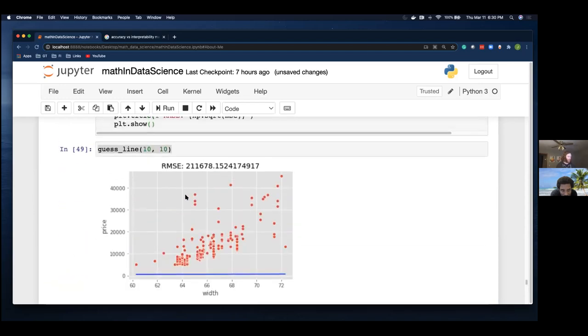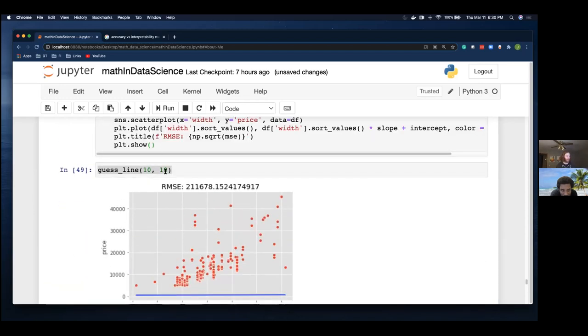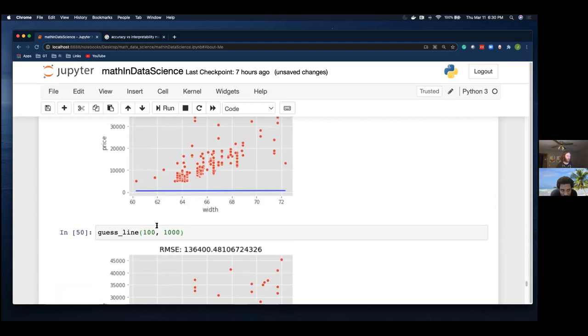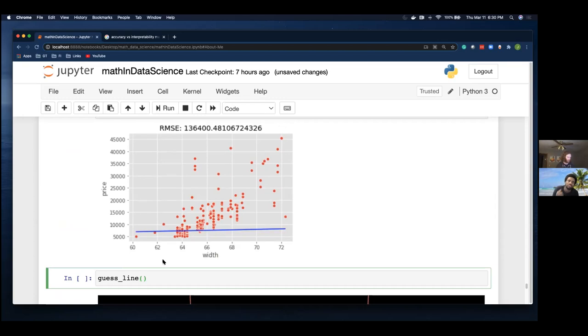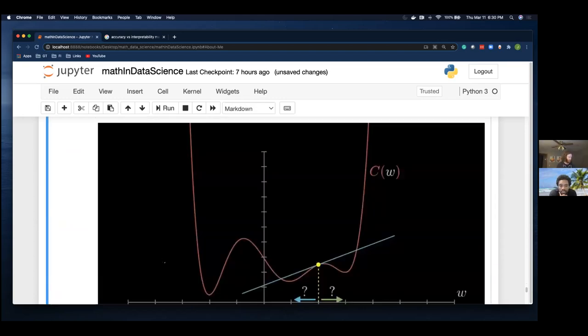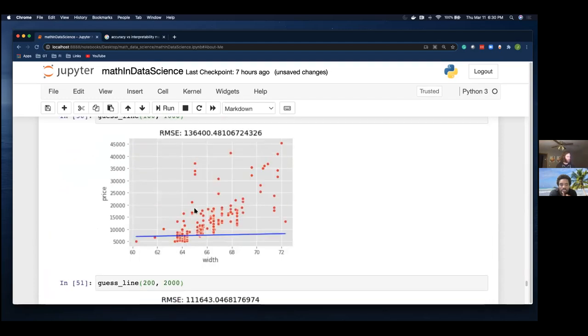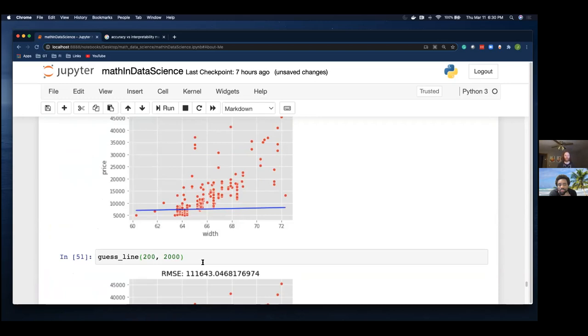I saw that when I increased the slope and the y-intercept from 10 and 10 to 100 and 1,000, the root mean squared error decreased. So why don't I just increase the slope and intercept again? Let's do 200 and 2,000. And we see that it went from 136,000 to 111,000.